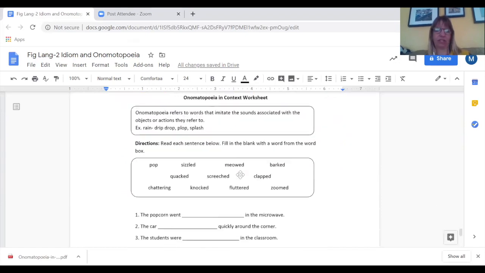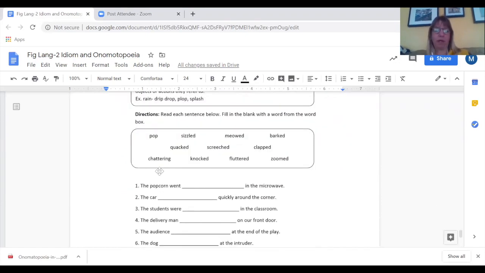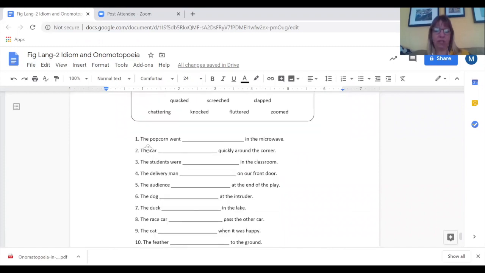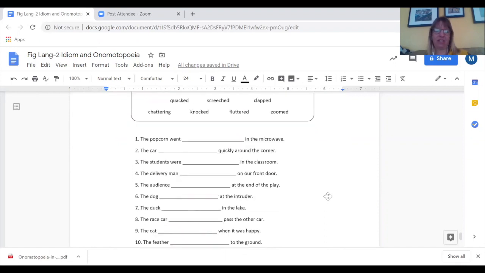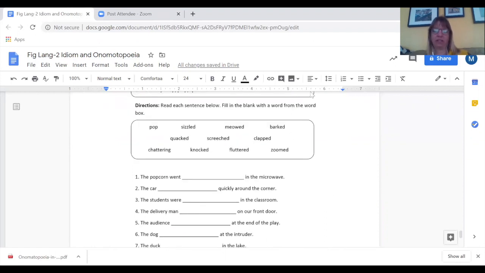All right, so let's do these together. We've got a couple onomatopoeias here. We got pop and sizzled and meowed, barked, whacked, screeched, clapped, chattering, knocked, fluttered, and zoomed. So we're gonna see if we can match these to the right sentence. Okay, the popcorn went blank in the microwave. You got it, it's pop. That's what popcorn does, it pops.